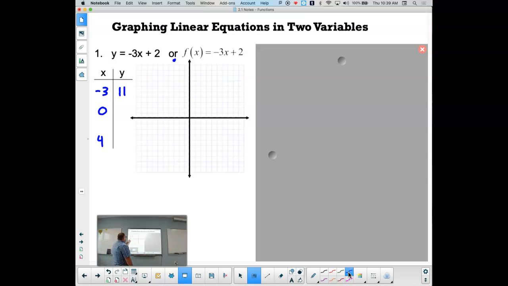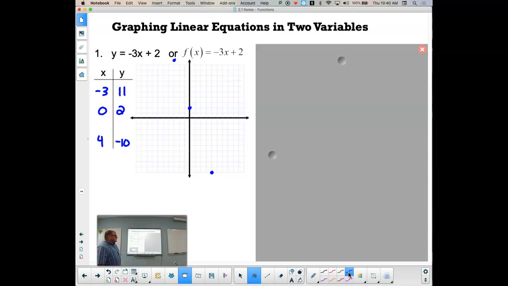Plugging in 0. -3 times 0 is 0, plus 2 is 2. So the point 0, 2 is on my graph. Plugging in 4. -3 times 4 is -12, plus 2 is -10. So I would go 1, 2, 3, 4. 1, 2, 3, 4, 5, 6, 7, 8, 9, and 10. So I get those. Okay.